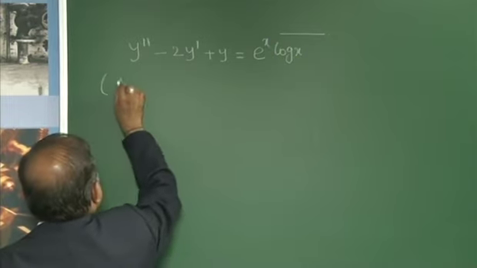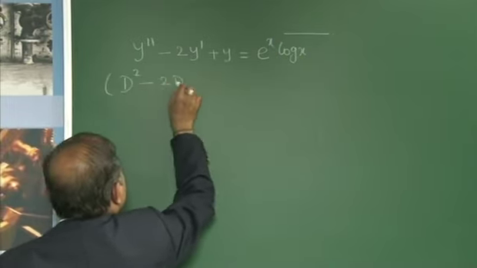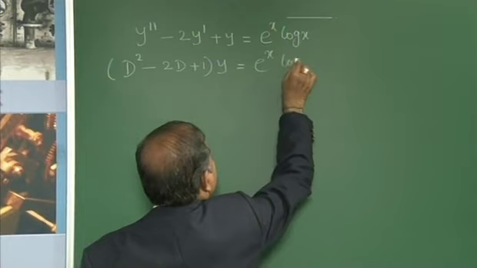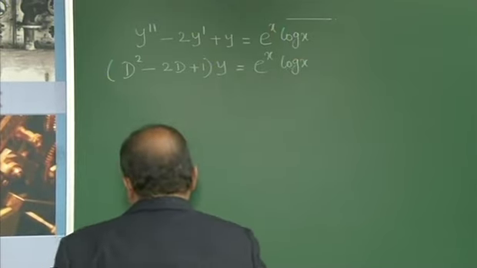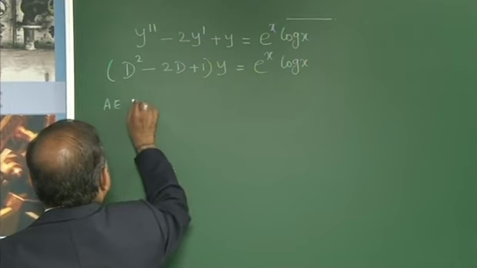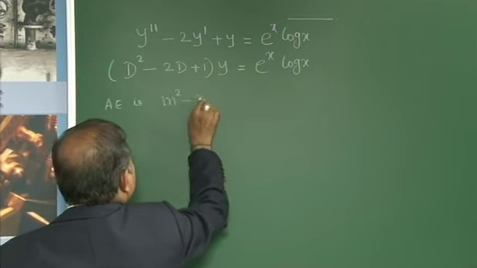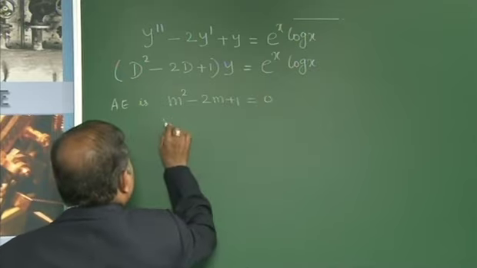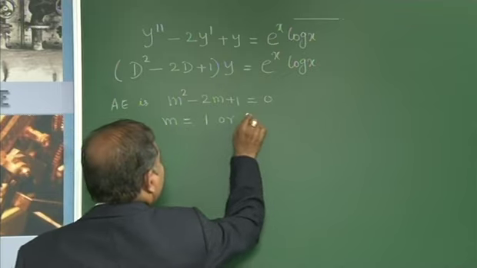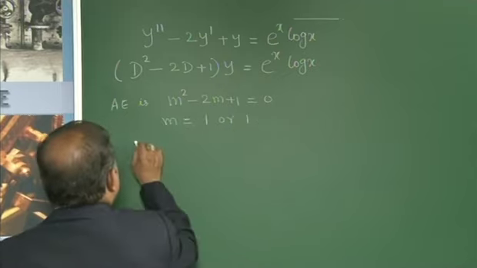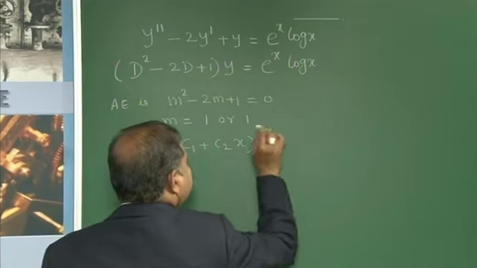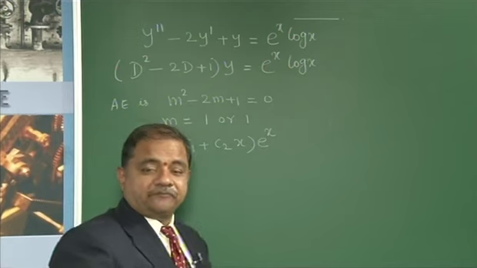So write the standard form: (D² − 2D + 1) y = e^x log x. What is our auxiliary equation? The auxiliary equation is m² − 2m + 1 = 0. So what are the roots? m = 1 or 1. Then what is my CF? For equal roots, the complementary function is (C1 + C2 x) e^x.